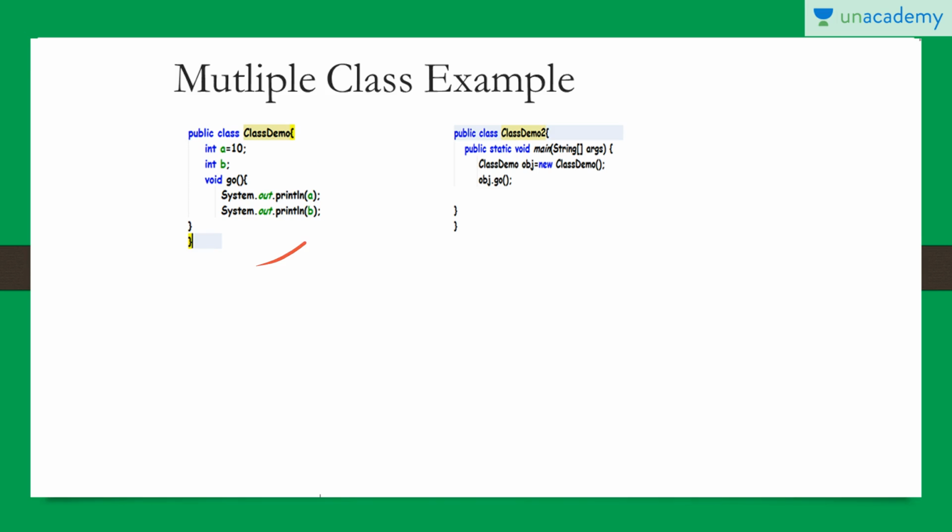What is the value of a? 10. And what is the value of b? 0. So it will print 10 and 0. That's how you can use multiple classes in Java.